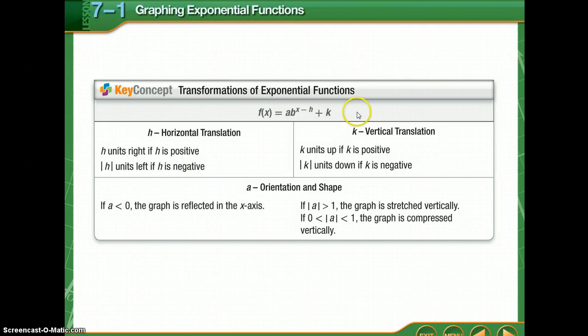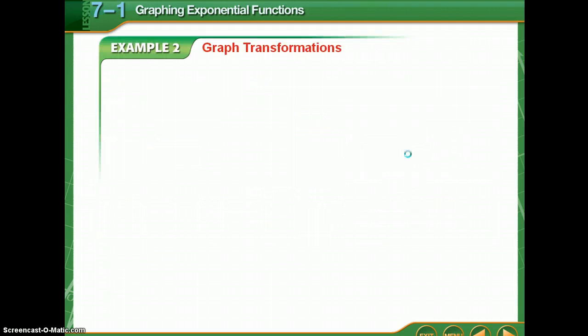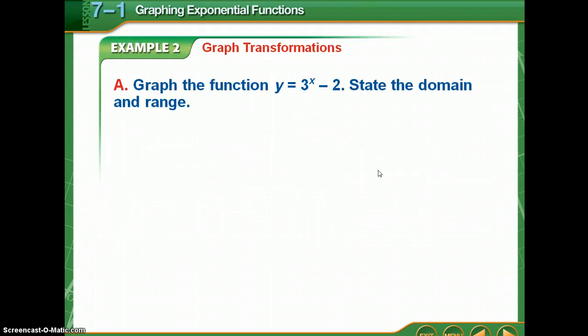k indicates our vertical translation. It'll go k units up if k is positive, and the absolute value of k units down if k is negative. And then we have the orientation and shape of our graph, and that's denoted by a. If a is less than 0, then the graph is reflected in the x-axis. If the absolute value of a is greater than 1, the graph is stretched vertically, and if it is less than 1, then the graph is compressed vertically.